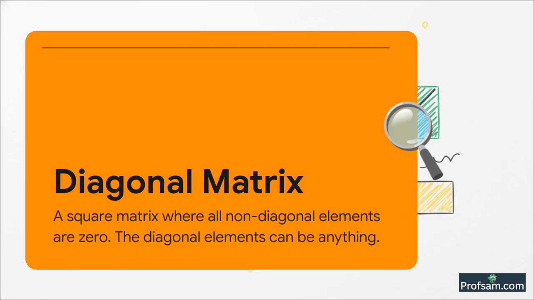First in the VIP club is the diagonal matrix. So what does it take to be a diagonal matrix? Two things. First, you have to be a square matrix. That's the entry ticket. Second, all the elements that are not on the main diagonal, that line from top left to bottom right, must be 0.